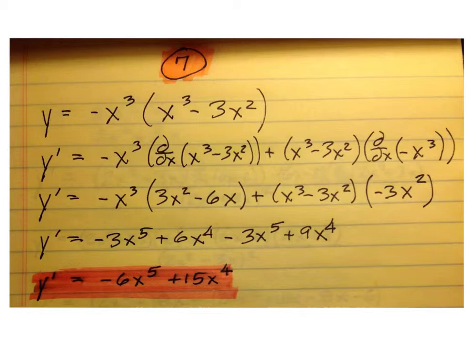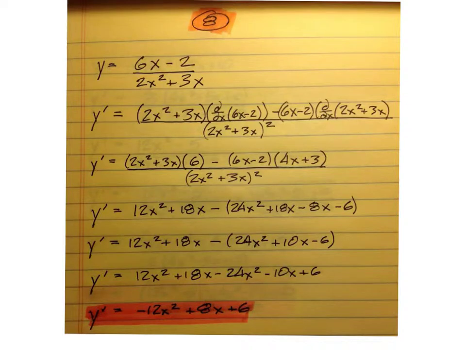And this is just a product rule problem, pretty straightforward. Comes down to be that. That's a quotient rule, so you have the bottom times the derivative of the top minus the top times the derivative of the bottom. Your derivative here is 6, and for this one it's 4x plus 3, so just multiply out. Don't forget to square the bottom.